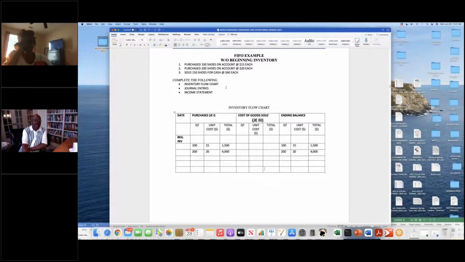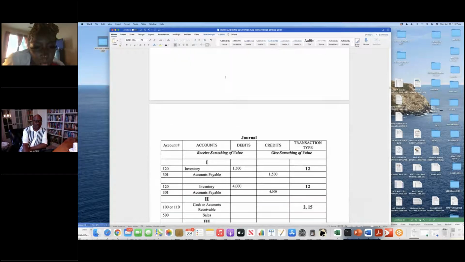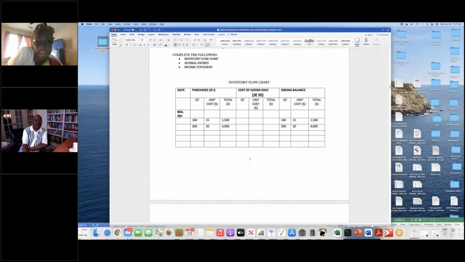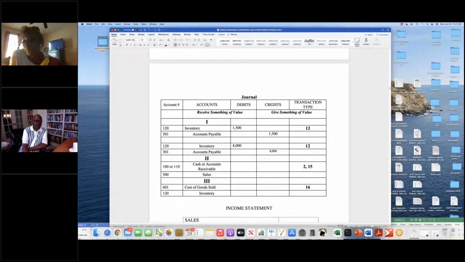Then it says, what happens next? We're selling 150 pairs of shoes for $40 each. So how much money are we getting when we sell these 150 pairs of shoes for $40 each? That may be 6,000. Yes.